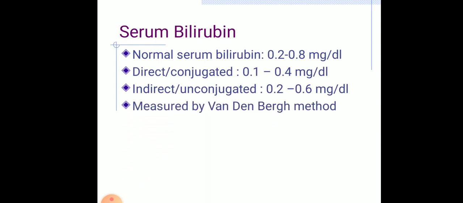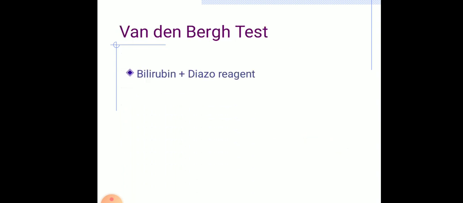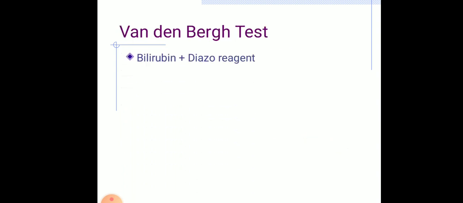Then this serum bilirubin is measured by which method? Van den Bergh method. What is this Van den Bergh method? The bilirubin is reacted with a diazo reagent. We will add diazo reagent to the serum. So, bilirubin reacts with this diazo reagent and forms an azo compound, which is a colored product. Okay. A reddish purple azo compound. Normally, this bilirubin will give a reddish purple azo compound.